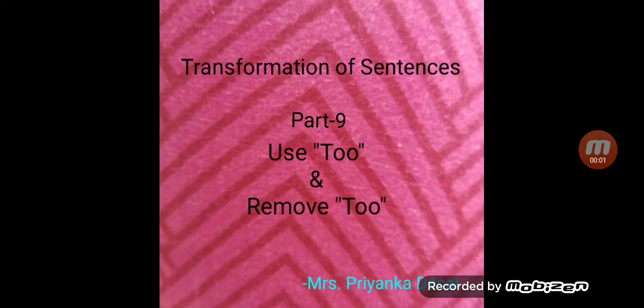Hello students, today we are going to start with part 9 in transformation of sentences, that is use 'too' and remove 'too'. Okay, simple one. Now let's see use 'too'. In use 'too', let us see the question first.